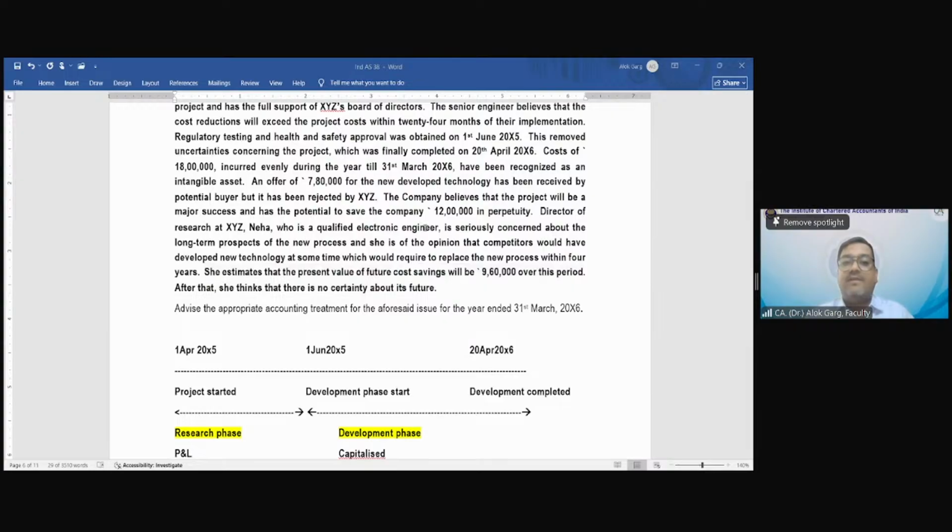Lot of values are given. What to do with these values?